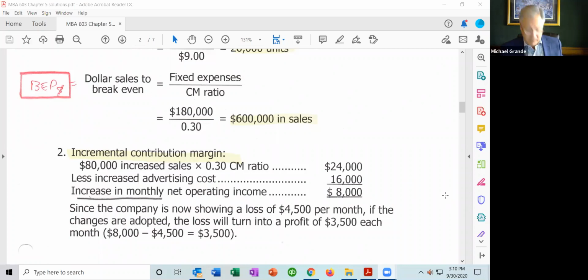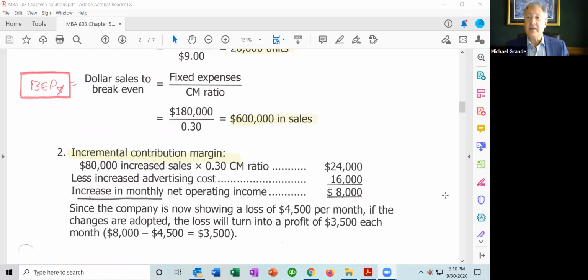Let's look at item 3. Refer to the original data. The sales manager is convinced that a 10% reduction in the selling price combined with an increase of $60,000 in monthly advertising will double unit sales. If the sales manager is right, what will the revised net income or loss be? Let's read it again. Sales manager is convinced that a 10% reduction in the selling price. So the selling price per unit drops by 10%. Doesn't this have an impact on contribution margin?